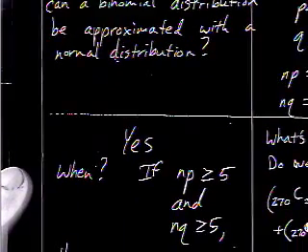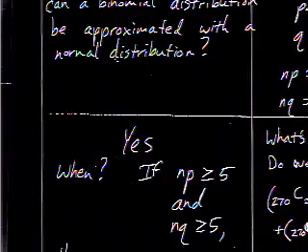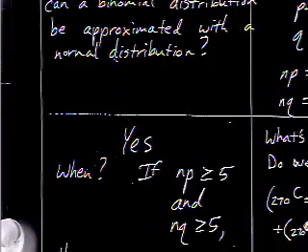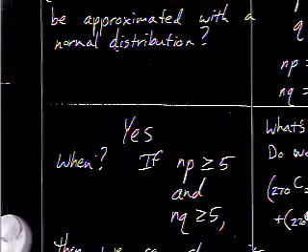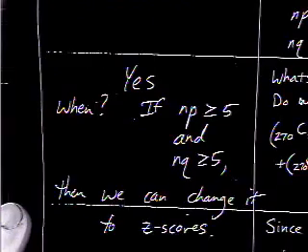Well, here's the condition. If NP is greater than or equal to 5 and NQ is greater than or equal to 5, yes, that's the number of trials times the probability of success and the number of trials times the probability of failure. If those two things are true, then we can change it to z-scores.